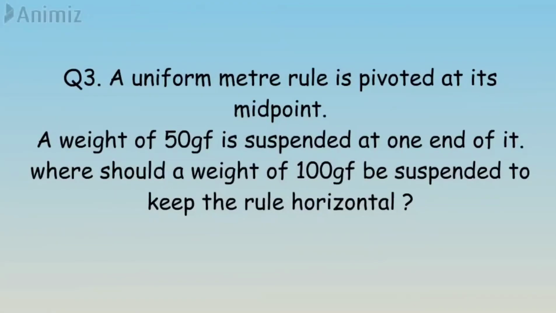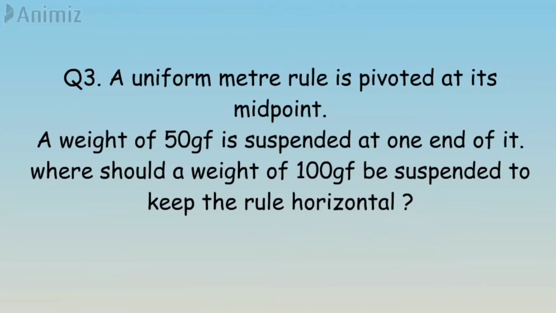Now students, let's solve one more sum. Now here the diagram is not given. A uniform meter rule. Uniform meter rule means the full length is 1 meter, that is 100 centimeter. It is pivoted at its midpoint. A weight of 50 GF is suspended at one end of it. Where should the weight of 100 GF be suspended to keep the rule horizontal?